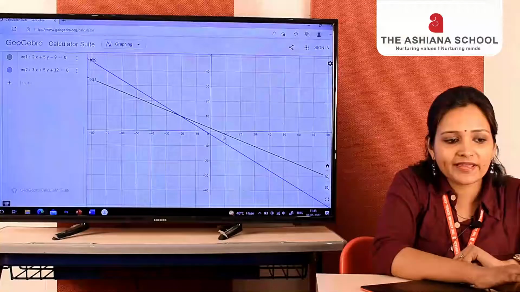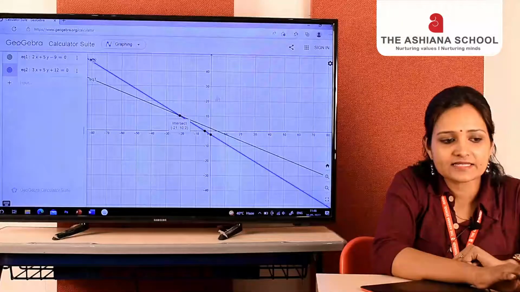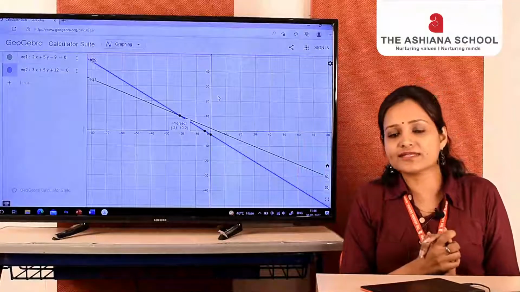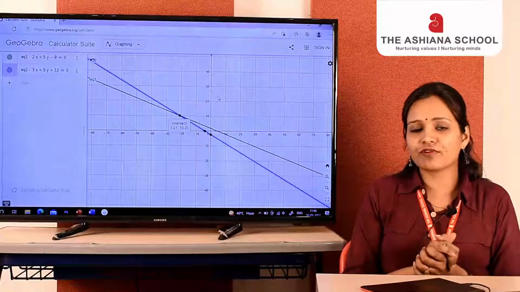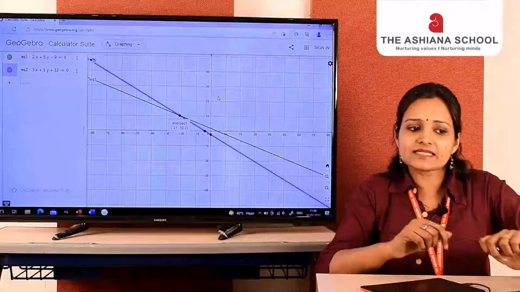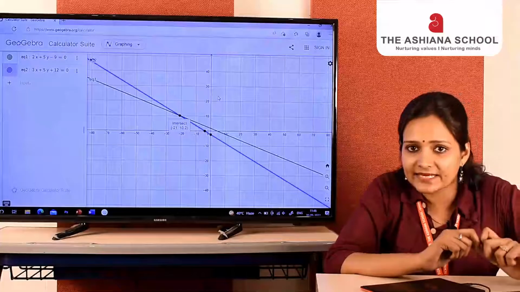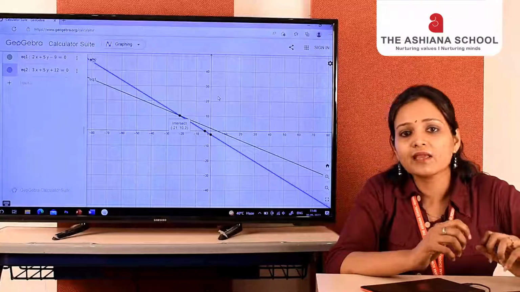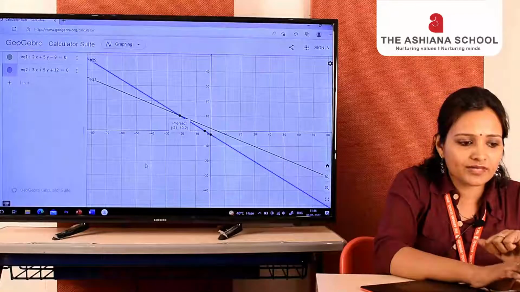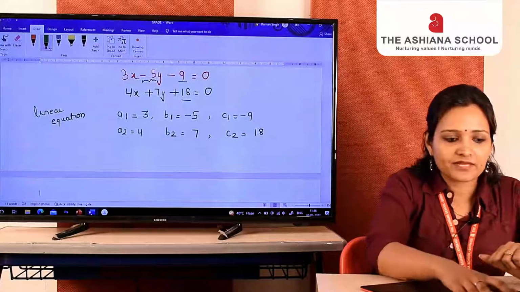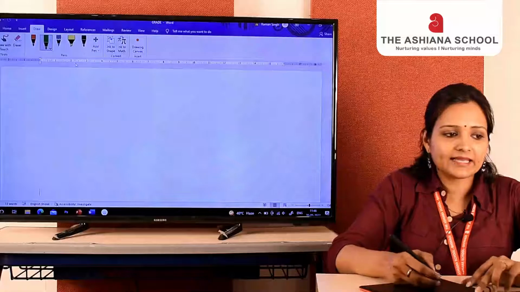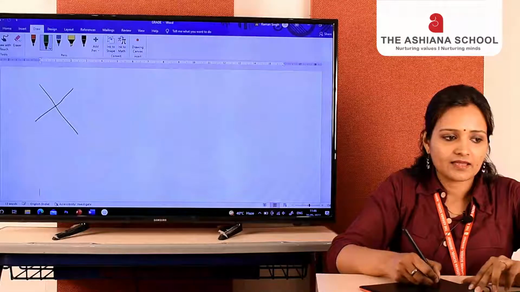See, children, when we have two lines, just imagine all around yourself. You can see pair of lines in the room that you are sitting. The two lines can sometimes be intersecting. They can also be parallel or they may be coincident lines. For example, the graph that we have seen right away, that represented intersecting lines.